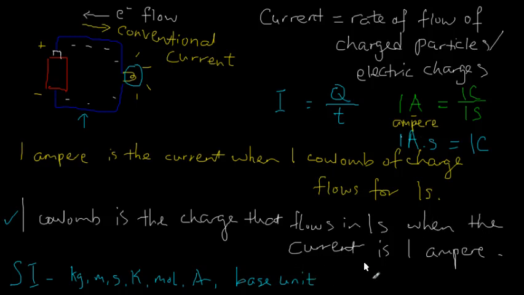I want to use this as a definition for coulomb, that coulomb is the charge that flows in 1 second when the current is 1 ampere. Okay, so that's the preferred way of doing things when we use SI units.